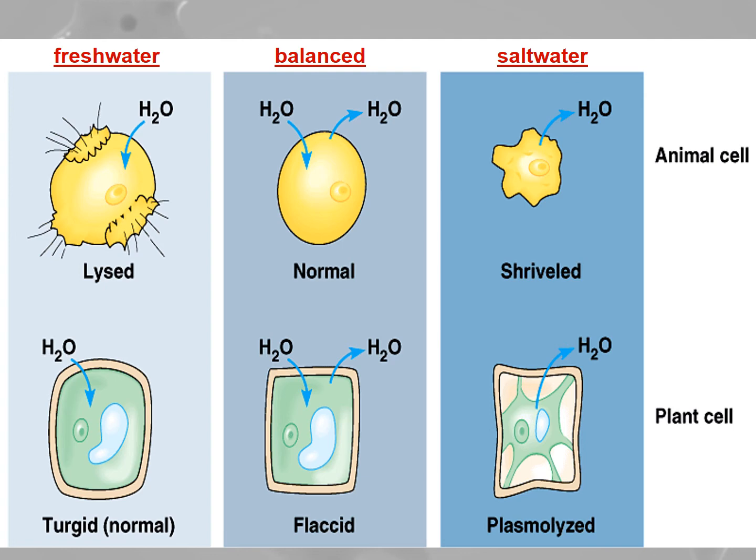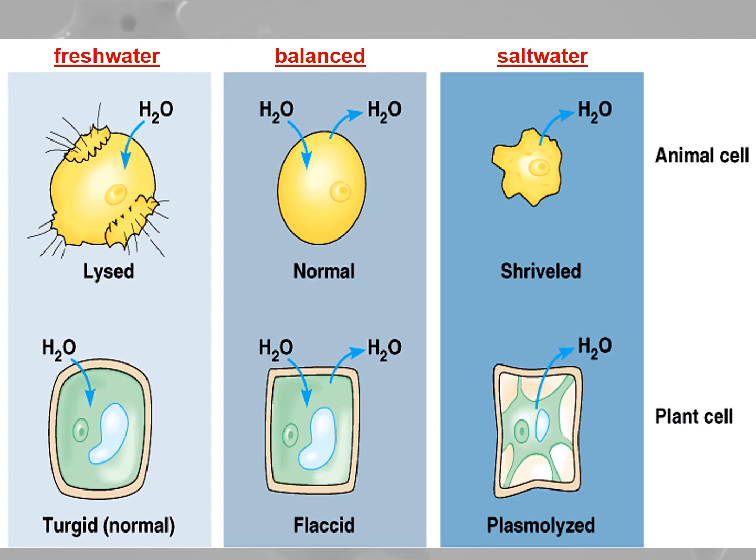And here we have, again, another diagram showing you what happens to cells when they're placed in the different types of water. I'm going to quiz you a little bit or challenge you a little. I want you to write down the terms hypotonic, hypertonic, and isotonic above where they belong, with freshwater, balanced, or saltwater. So pause the video, write down which one you think is hypertonic, which one is hypotonic, which one is isotonic, and then I'll tell you what the correct answer is.